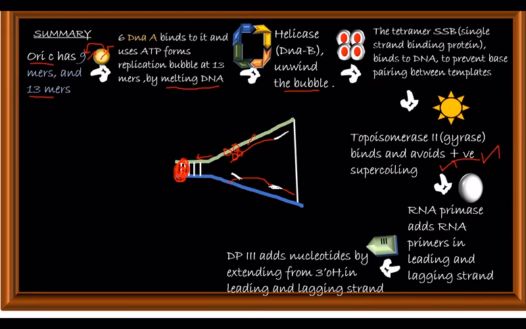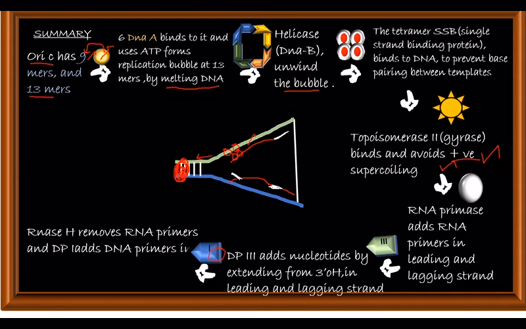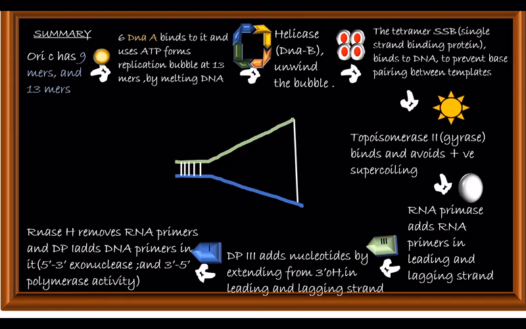And after which DNA polymerase 1 along with RNase H removes the RNA primer, and DNA polymerase 1 fills the gap created by the RNA primers. So RNase H removes the RNA primers and DNA polymerase 1 adds the DNA in it. It has a special 5' to 3' exonuclease capability and polymerase activity, so that it adds the nucleotides at the end.